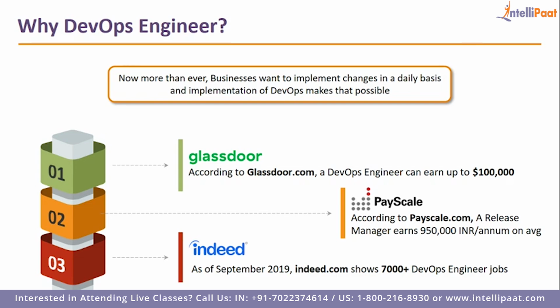According to Indeed, as of September 2019, that is our current month, there are 7,000 plus vacant DevOps engineering jobs that you can apply to. Okay, so this is the current scenario. This is the current scene in which you can get jobs as a DevOps engineer.